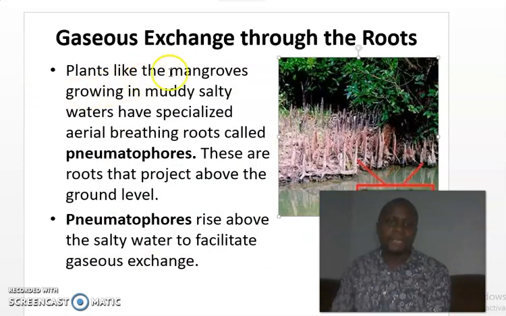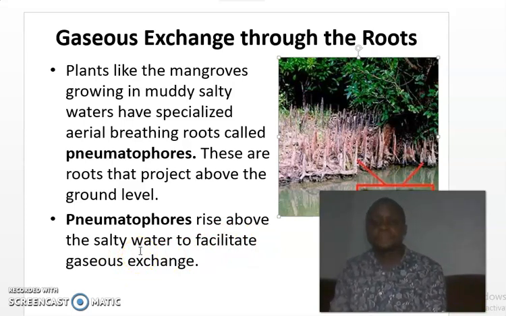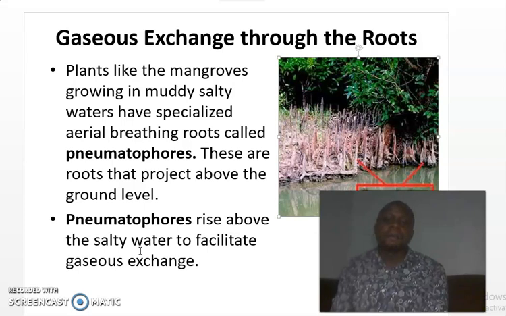Now, so I've said plants like mangroves grow in muddy salt waters and they have specialized aerial breathing roots called pneumatophores. These are roots that project above the ground level. Pneumatophores rise above the salt water to facilitate gaseous exchange. Good. So what have you learned today? You have learned that plants are capable of undertaking gaseous exchange through specialized roots.